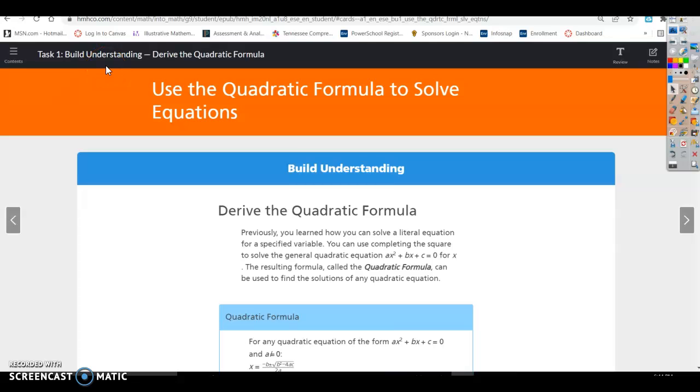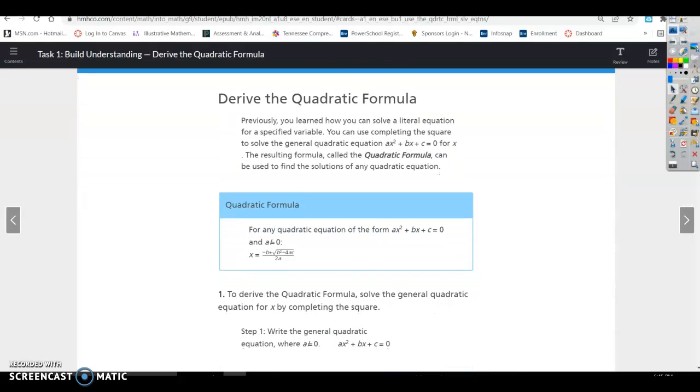Lesson 18.3, Task 1. Use the quadratic formula to solve equations. All right, in previous lessons, we have learned how to solve quadratics using graphing, using factoring, and completing the square. Now we're going to learn a fourth method, which is the quadratic formula. To get started, we're going to derive the quadratic formula, which is one of our state standards.